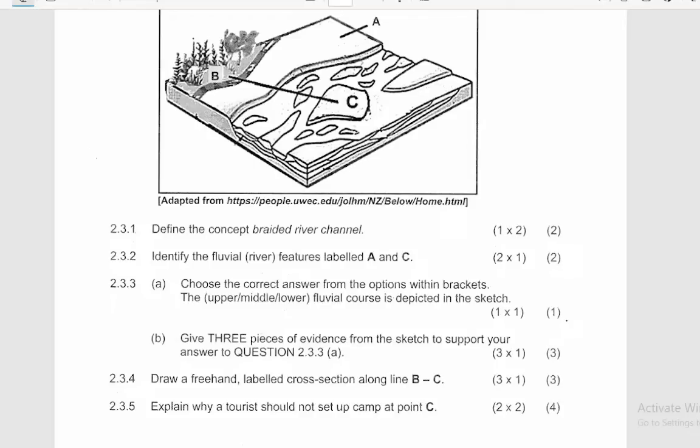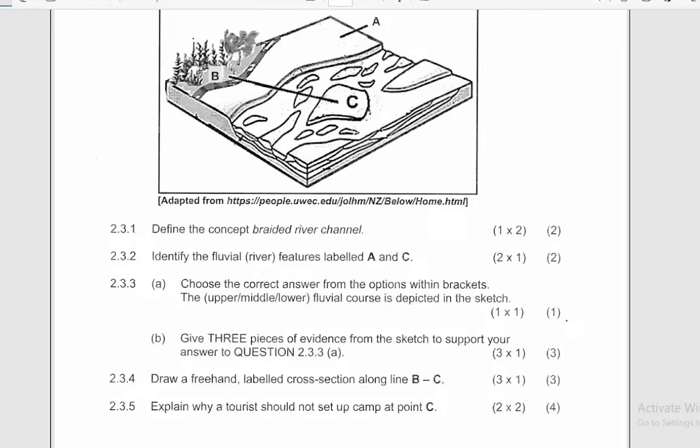And then we go to the next question. 3 pieces of evidence from the sketch to support your answer. What are we seeing here which make us believe that this is typically a middle course part of the sketch? Right, we can look at over this one here. If you are to look at the width of the flood plain, the flood plain is more pronounced, is wider, meaning to say we have overflowing of the channel and feeding onto the adjacent land. This can happen in the middle course and not in the upper course.